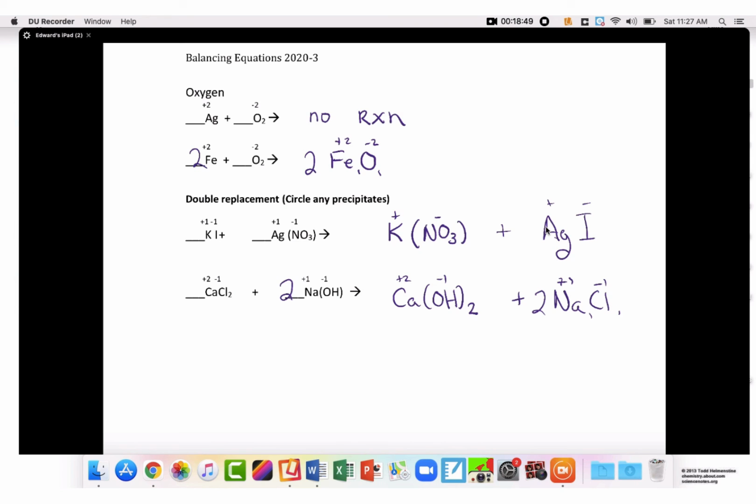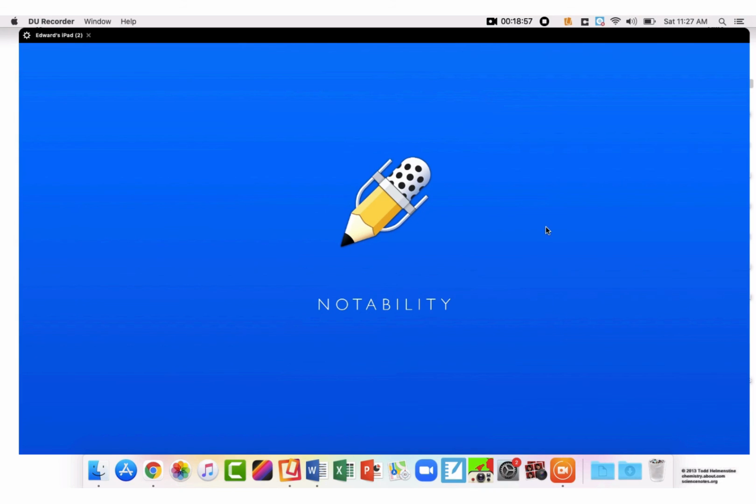Okay, now let's circle our precipitates. Now the rule for precipitates. Let me go back to the chart. The shortcut, the thing that's going to make it the easiest to do, is look at the top. Where's that chart?